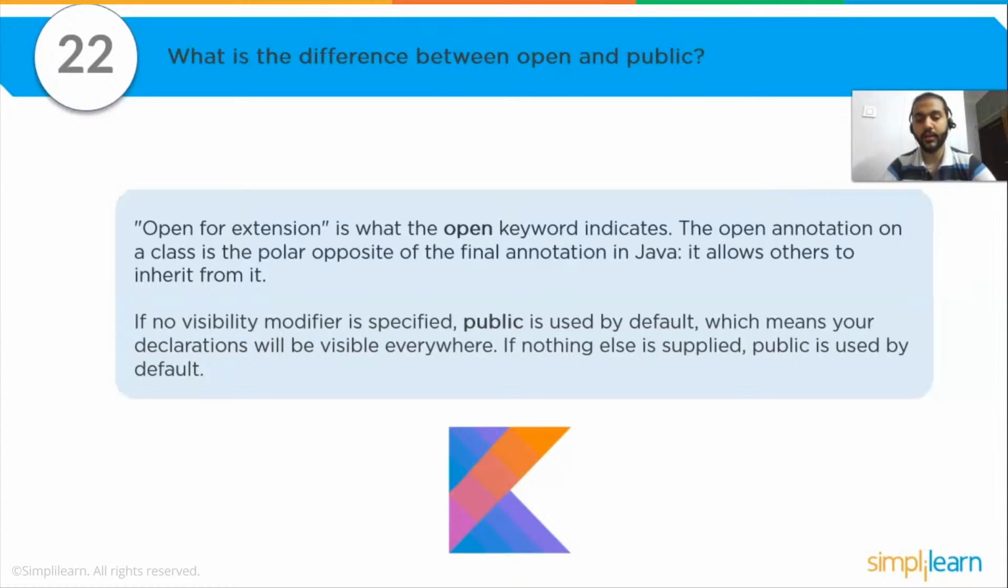On the other hand, if no visibility modifier is specified, public is used by default, which means your declaration will be visible everywhere. If nothing else is supplied, public is used by default.